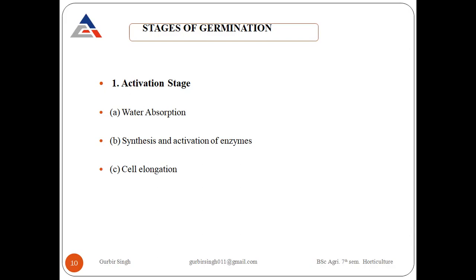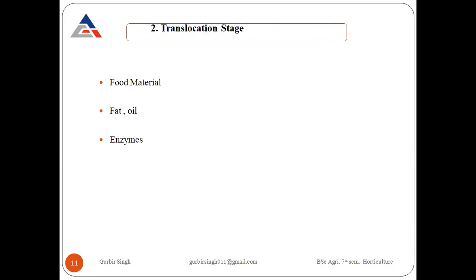Next is translocation stage. Food material, that is fat, carbohydrates, and protein, is stored in the endosperm or in cotyledons. These compounds are converted into simpler form and are translocated to the growing point of the embryo.